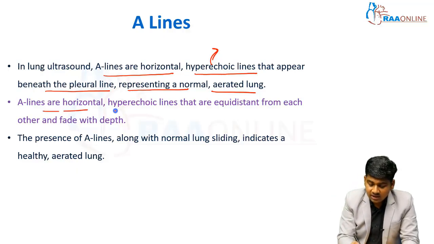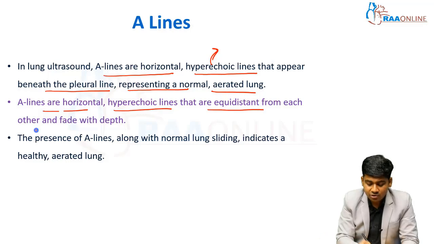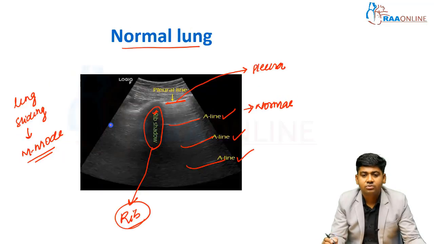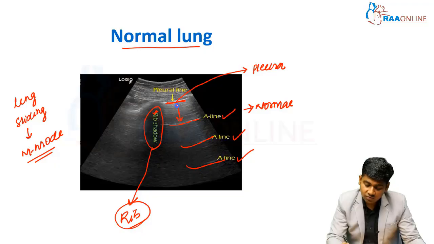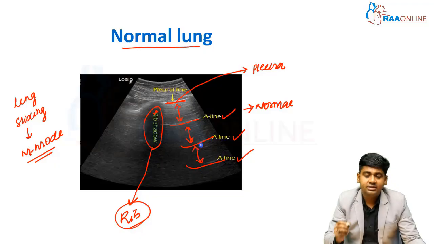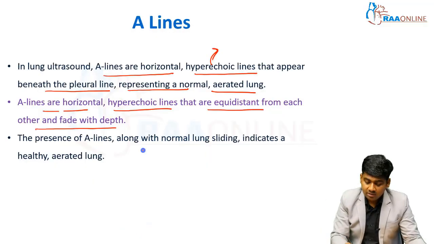A lines are horizontal, hyperechoic lines. These are equidistant from each other and fade with the depth. So see, the distance between the two lines is always equal, and they generally fade with the depth. Whenever the depth increases, they fade. Along with the normal lung sliding, this indicates a healthy and aerated lung.